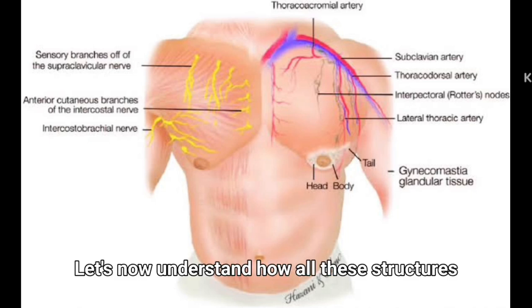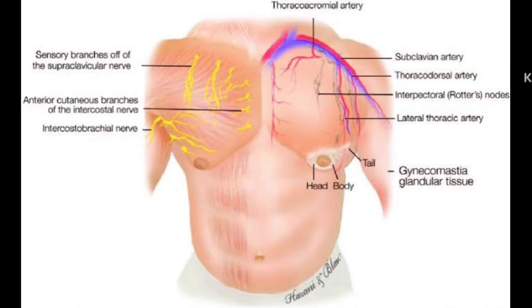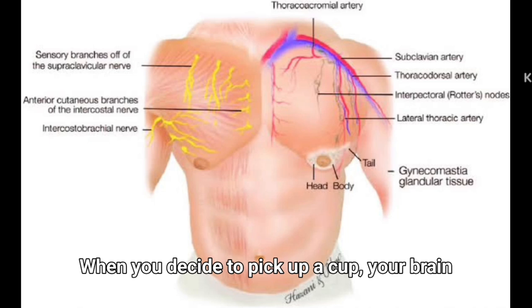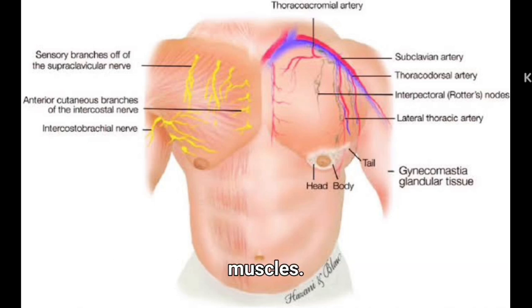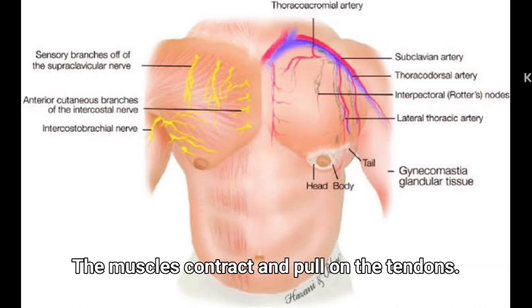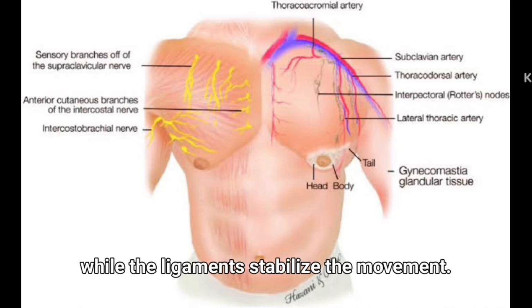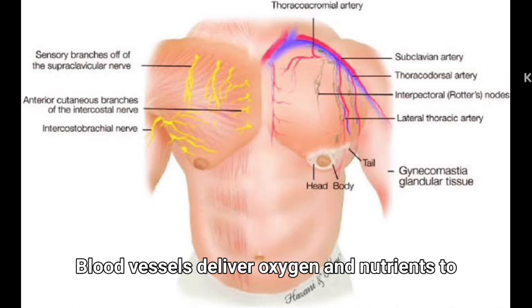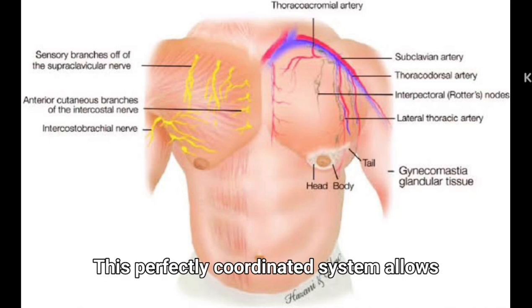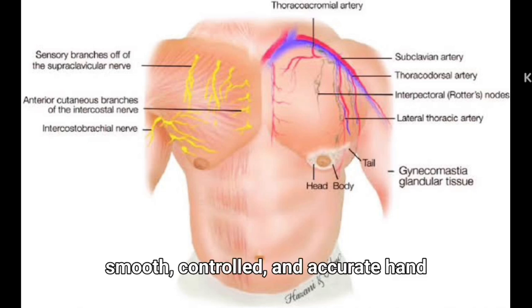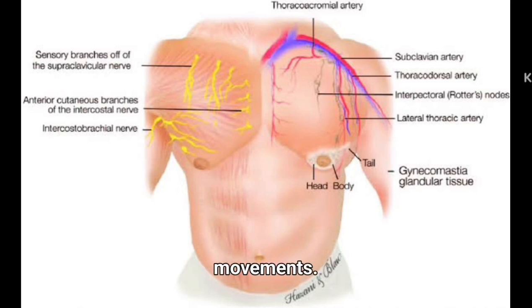Let's now understand how all these structures work together. When you decide to pick up a cup, your brain sends signals through the nerves to the muscles. The muscles contract and pull on the tendons. The tendons move the bones across the joints while the ligaments stabilize the movement. Blood vessels deliver oxygen and nutrients to every tissue involved. This perfectly coordinated system allows smooth, controlled, and accurate hand movements.